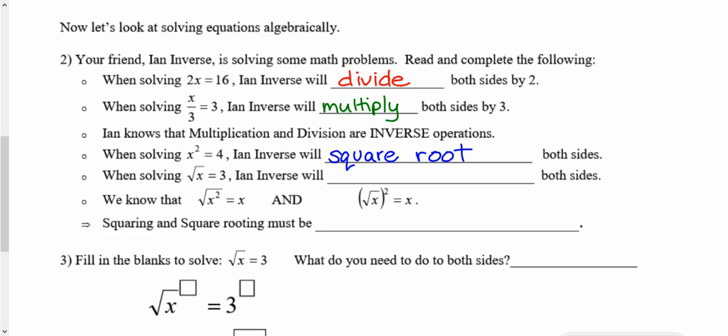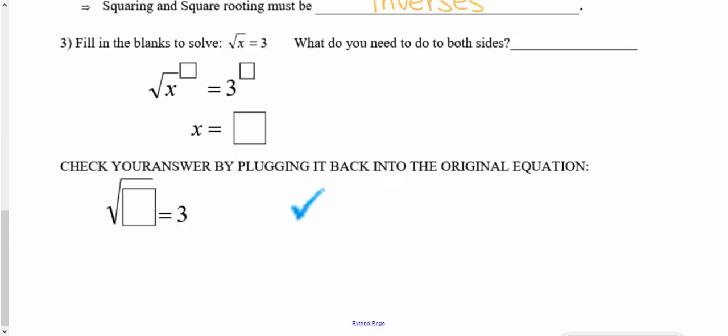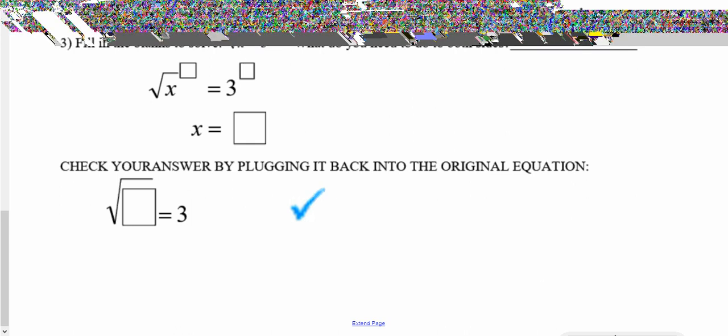The next one, if you're solving the square root of x equals 3, then you're going to have to square both sides. We know that the square root of x squared is equal to x, and that if we take the square root of x and square it, that's also equal to x. So because of that, squaring and square rooting must be inverses or inverse operations. So if you had to solve the basic equation of the square root of x equals 3, you would need to do the opposite of square rooting. That means, what do you need to do to both sides? You need to square both sides.